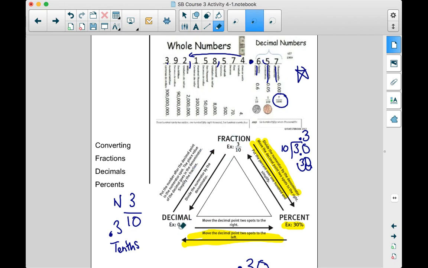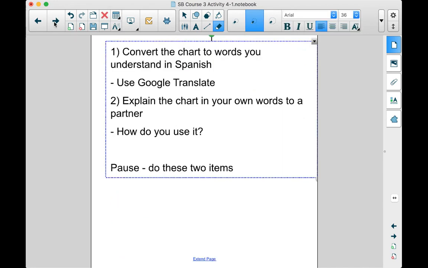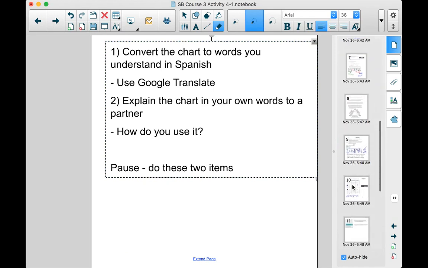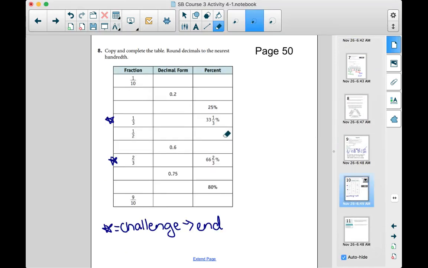And then here you could go from decimal, you could follow this arrow to the percent. So move the decimal 2 spots to the right, 1, 2. So again, if it gives you that decimal form, just follow your triangle to go to the fraction and to the percent.